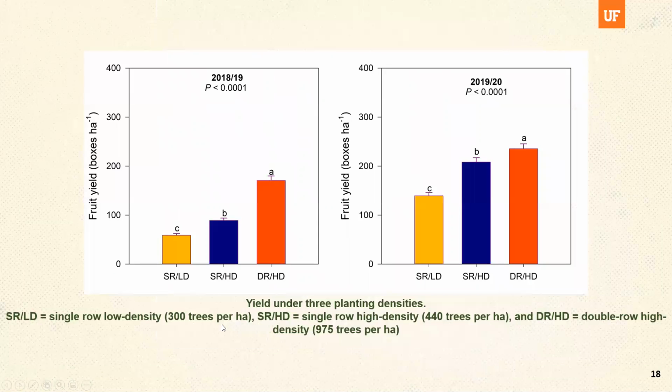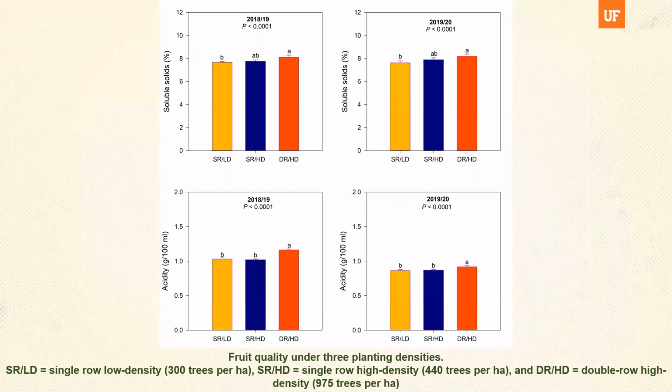row low density planting. Here again the x-axis represents 3 different planting densities and y-axis represents fruit yield per unit area. The double row high density planting resulted in 193% higher yield compared to single row low density planting in the year 2018-19 and 130% higher yield compared to single row low density planting in the year 19-20. It gives a clear message that the double row high density planting has an advantage to produce higher yield.